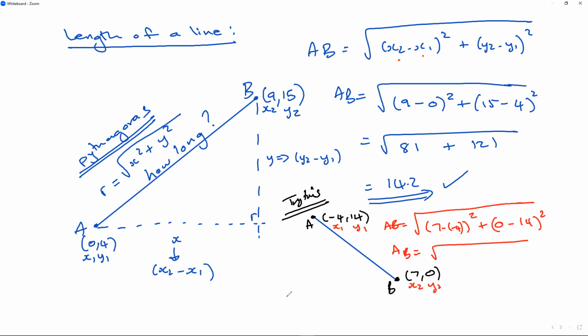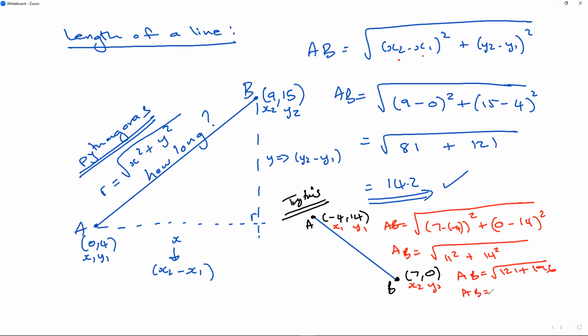And then that will come to 7 minus -4 is 11. So that's 11 squared. Minus 14 squared is going to be a positive value, 196. Right, so that's 14 squared. So it's going to be plus 14 squared, like that. So that's where you're going to be adding it up. 11 squared is 121 plus 196.